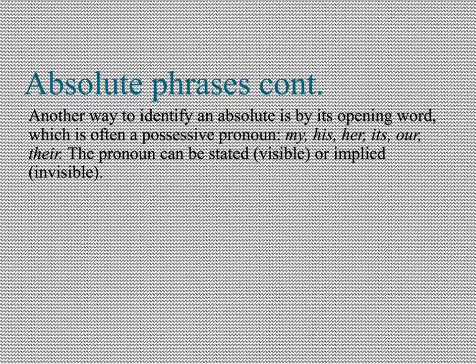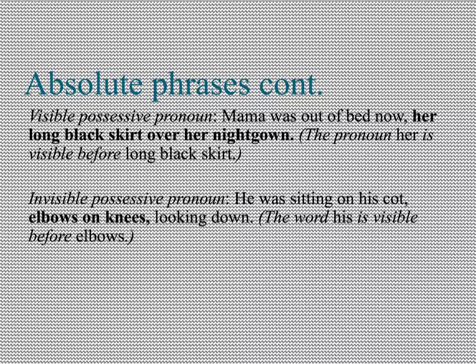Another way to identify an absolute is by its opening word. It's going to be a possessive pronoun, and a pronoun takes the place of a noun. Examples of what they could be are: my, his, her, its, our, and their. The pronoun can be visible or implied. If it's invisible, that pronoun could be there, but you'll know who they're talking about. So we're going to look at examples so that sentence that I just said will make more sense.